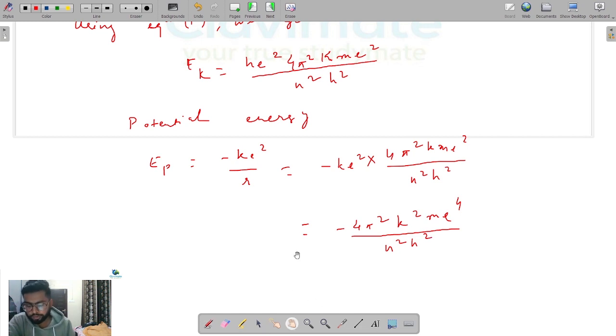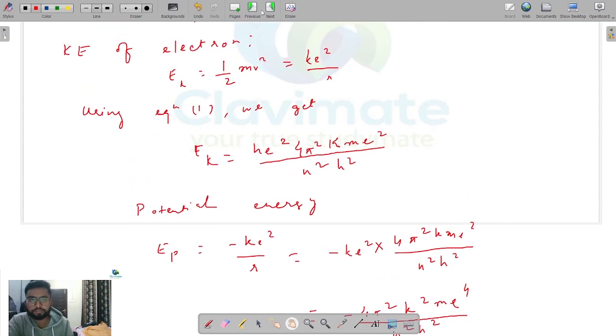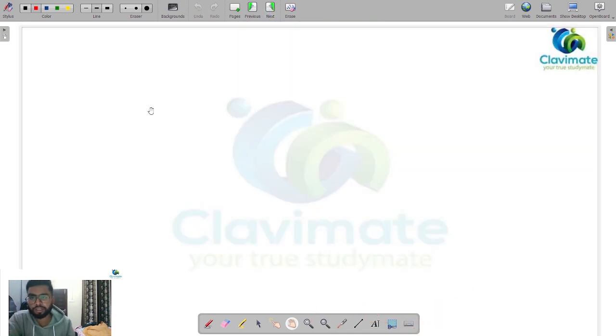Now let's calculate the total energy of the electron. We have calculated the kinetic energy and potential energy. Now let's calculate the total energy of an electron.